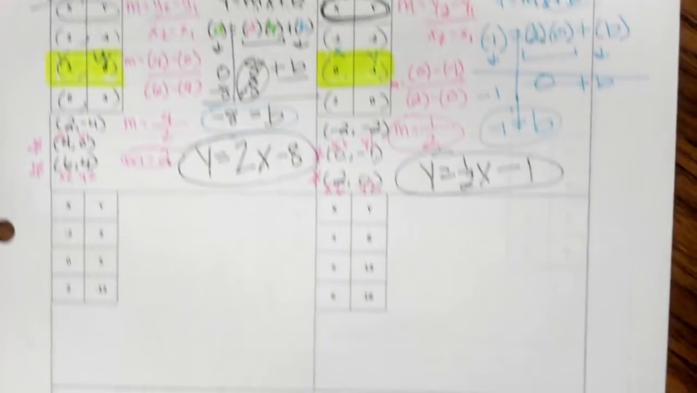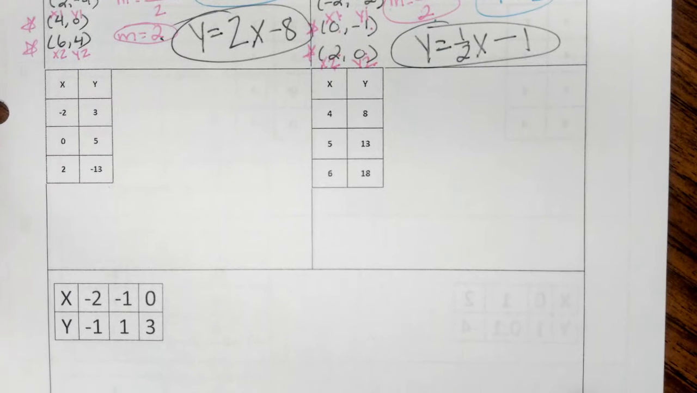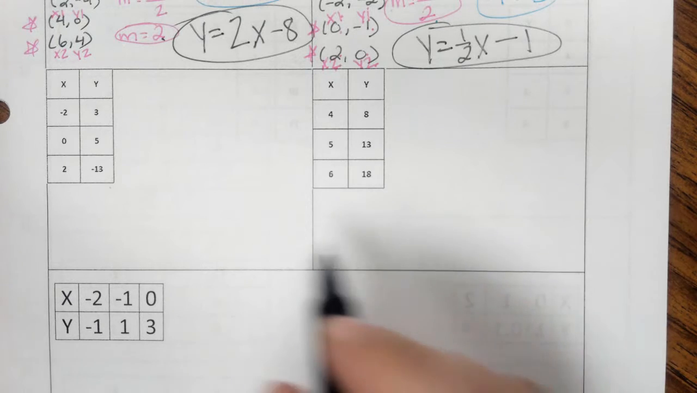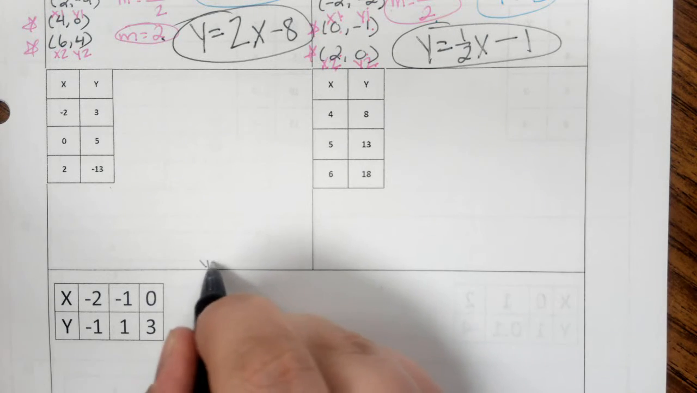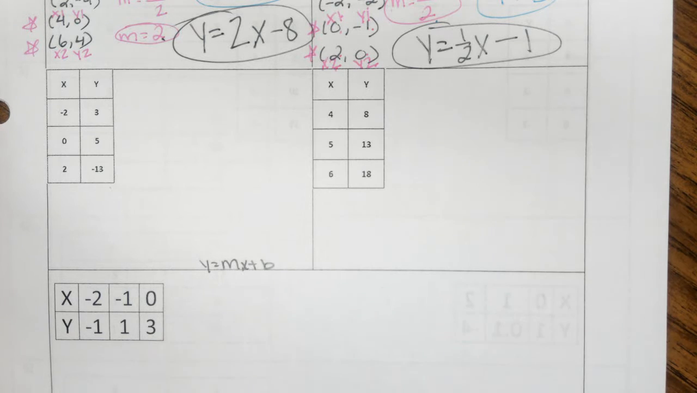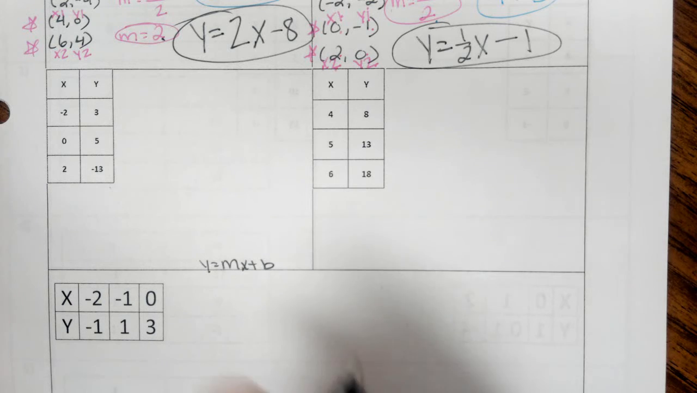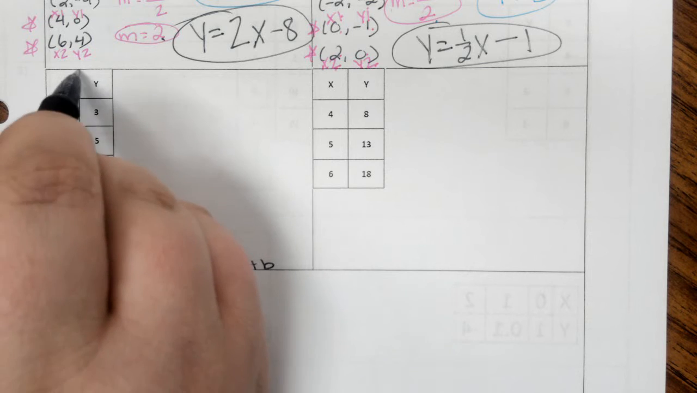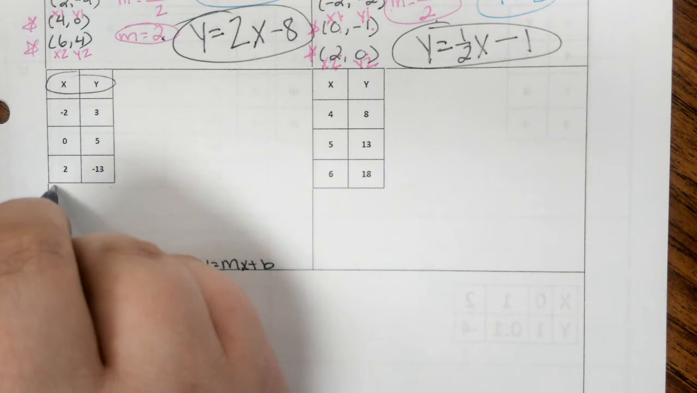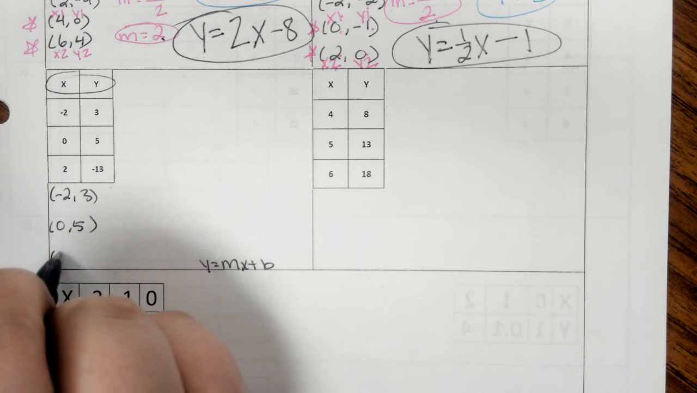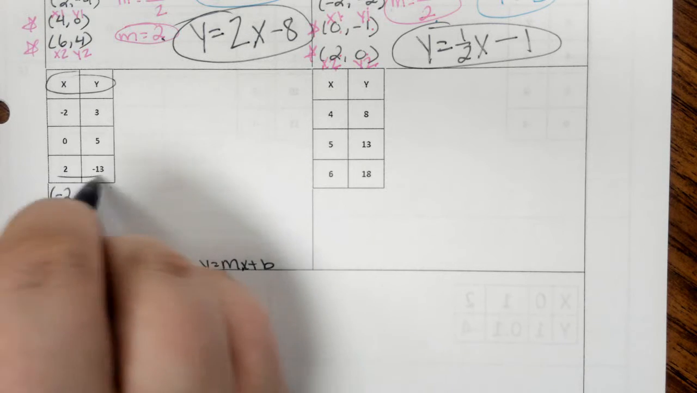Alright, next we will look at the middle row. Remember, our goal is to write y equals mx plus b. First, we have to find the slope. Before I can find the slope, I need to pick two ordered pairs. So let's find out what our ordered pairs are. Our ordered pairs are side by side. So I've got -2, 3, 0, 5, and 2, -13.